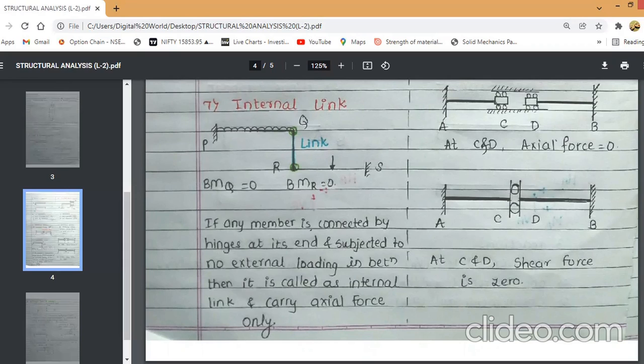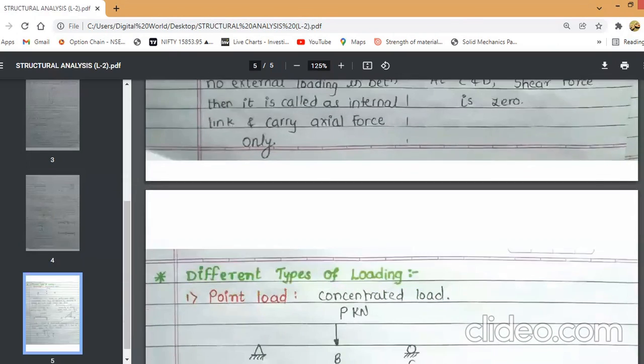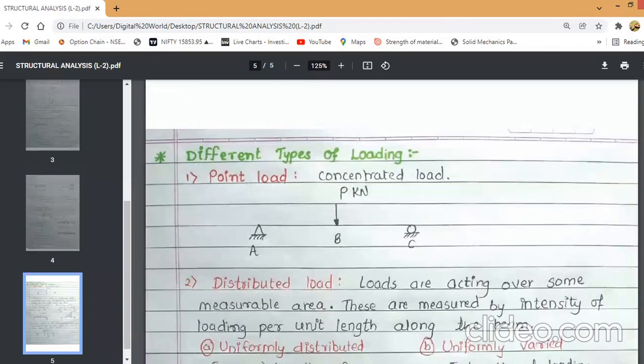After that, we are going to see the different types of loading. The first type of loading is the point load. A point load is considered to be acting at a point. It is also called the concentrated load. In actual practice, the point loads are distributed loads which are distributed over a very small area.